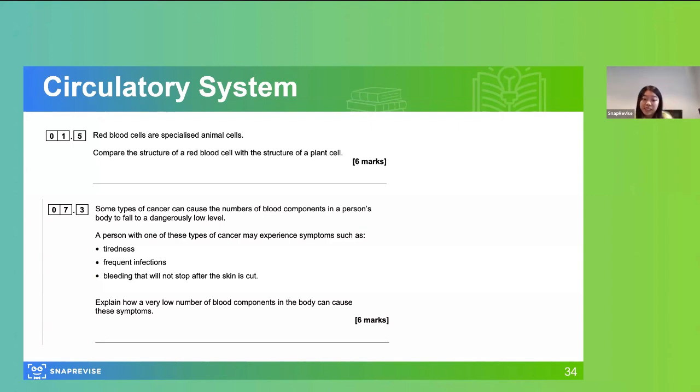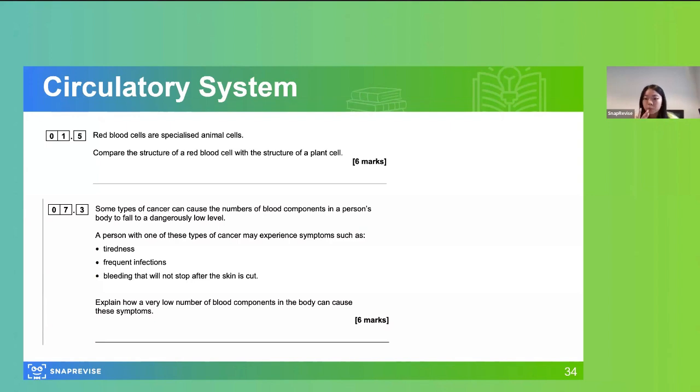So I think the easiest one will be bleeding that will not stop after the skin is cut. There's only one answer to this, and that's platelets, because platelets are the only ones that basically form a scab. So you just need to be able to figure out, oh, what is the function of each of these blood components, and then apply it. So bleeding that will not stop after the cut, you just say platelets. If there's a low number of platelets, no clotting factors, they don't form a scab, therefore bleeding will not stop.